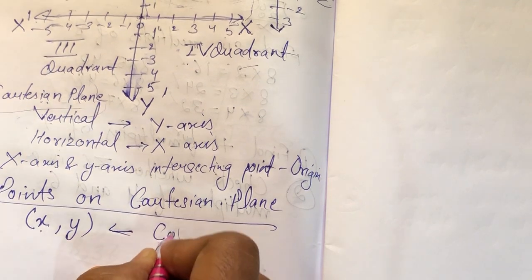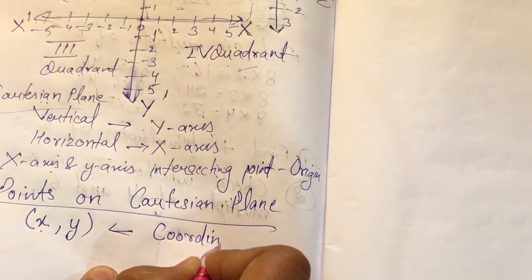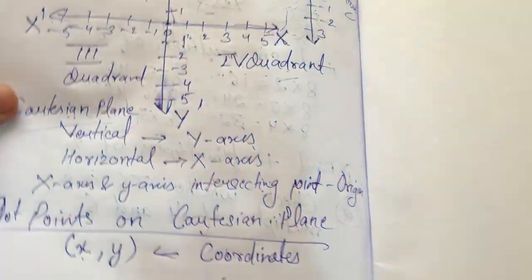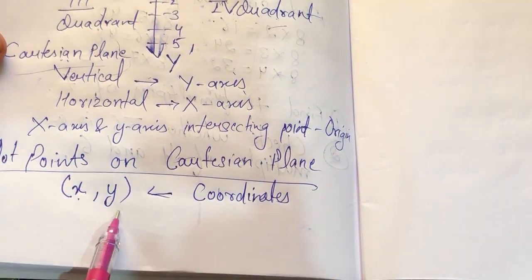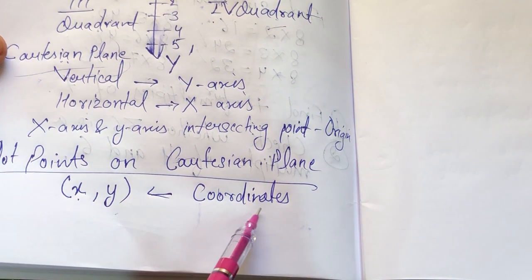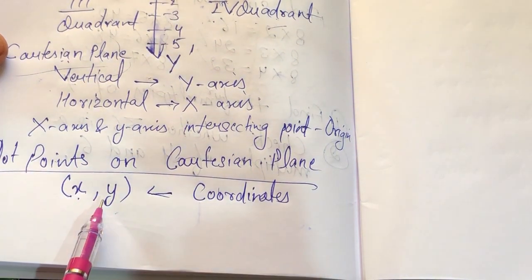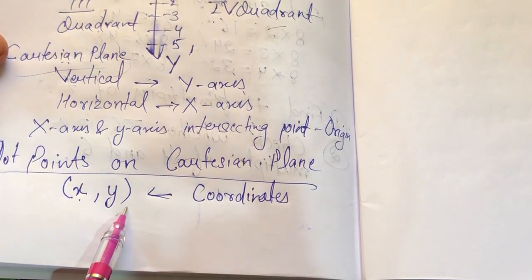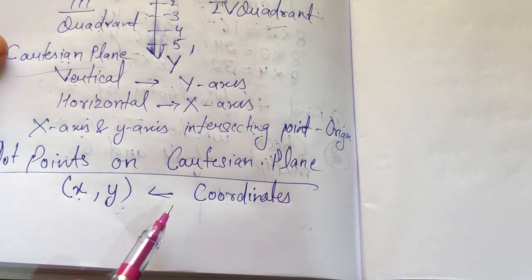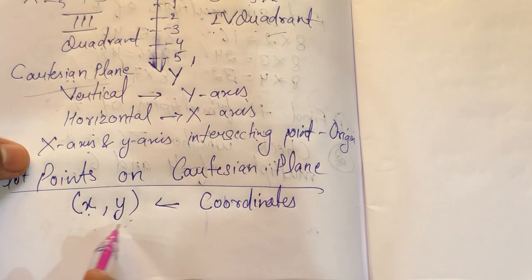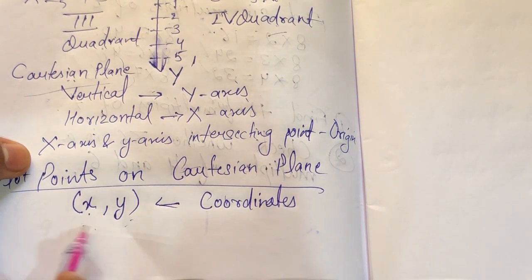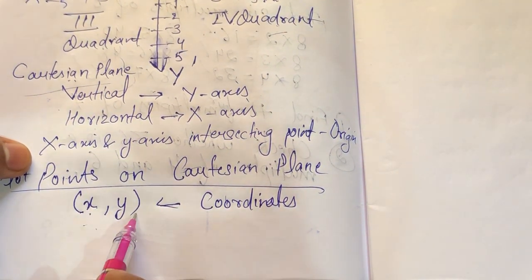What do we call it? Coordinates. We call it coordinates. See, the first point is always of the x-axis and the other one is of the y-axis, and in combination we call it a coordinate. What is it called? Coordinates.